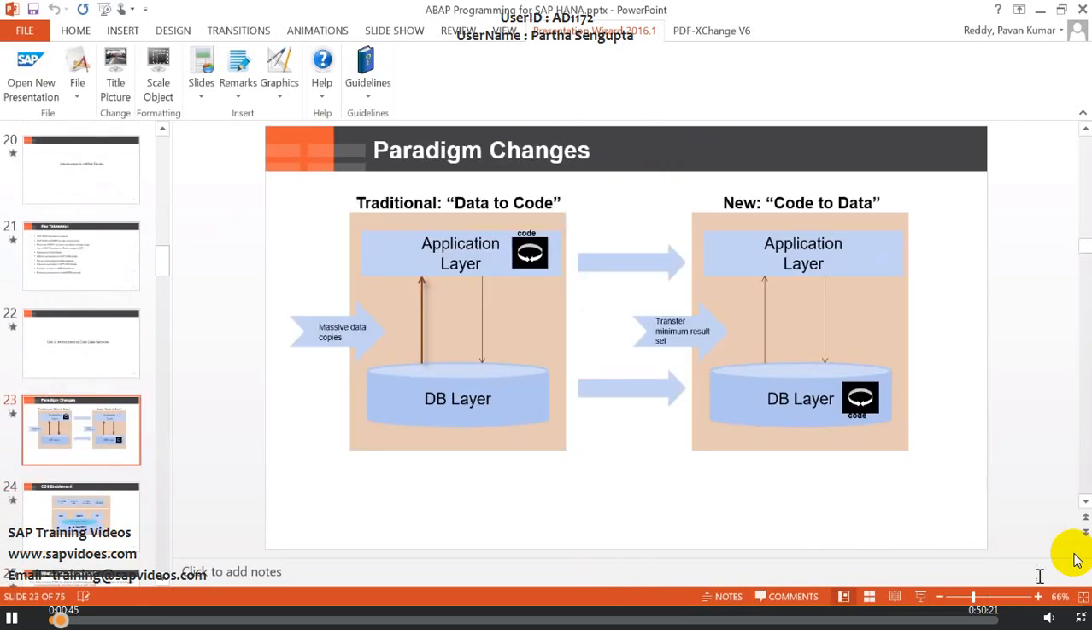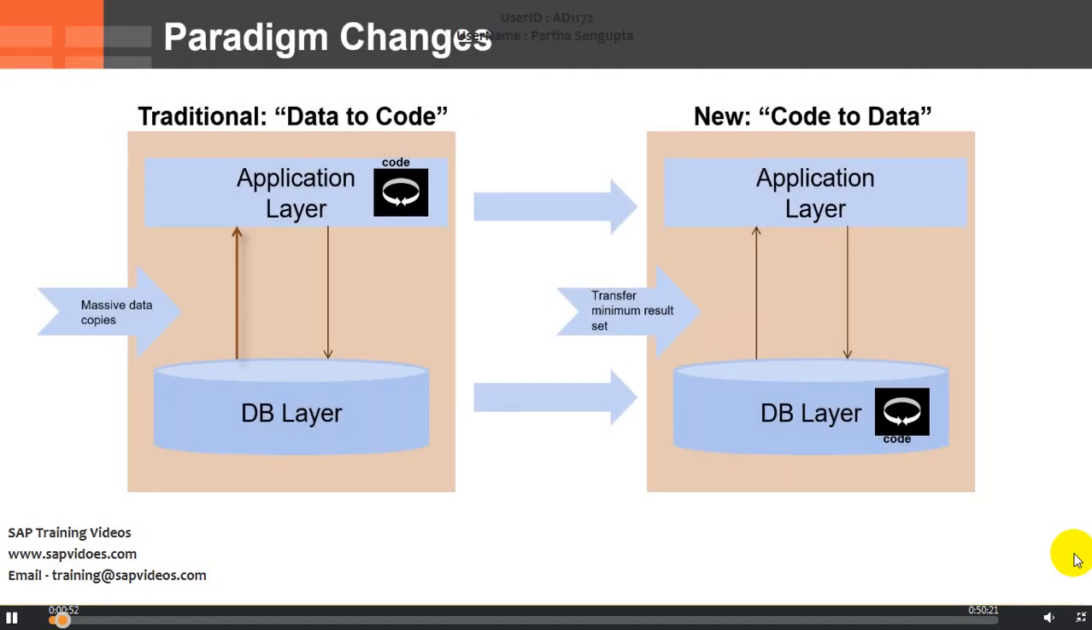So, the code to data paradigm and the data to code paradigm. The traditional approach was data to code. That means you have your application layer and you have your database layer. When you write your select query, generally in ABAP, where you write your queries to fetch the data from the database layer, it fetches the data from the DB layer to the application layer. So code is written in the application layer.